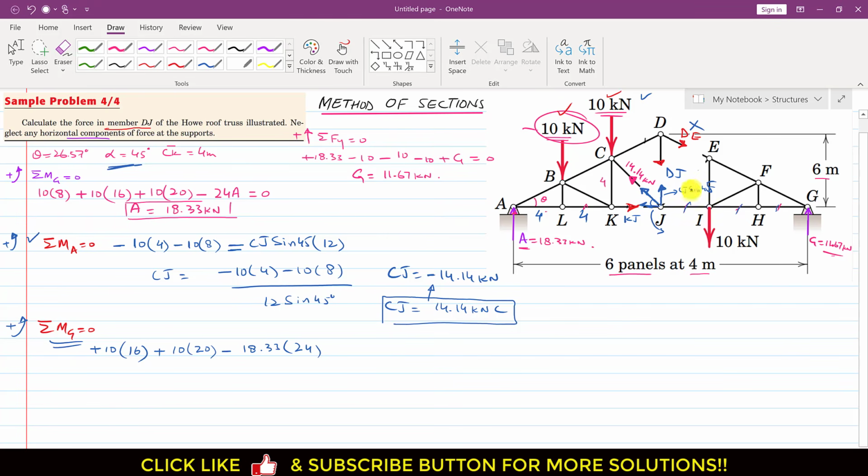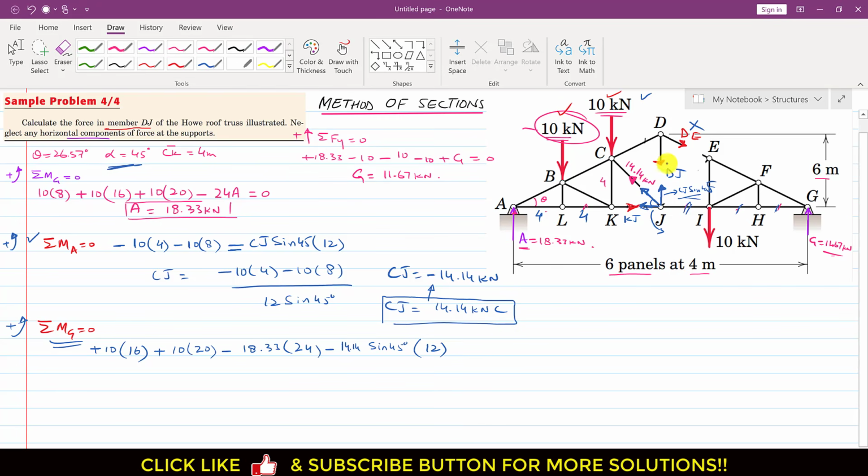And again, as we have discussed, this is the cos component of this Cj, so it is passing through that point G, so it will not produce the moment about that point G. Only this sine component is producing the moment about that point G, and it is producing the clockwise moment. So we will write minus Cj sine of 45, and Cj is known, this is 14.14 sine of 45, and the perpendicular distance is 12. So 1, 2 and 3, 4 into 3 is 12, so we will multiply this with 12.